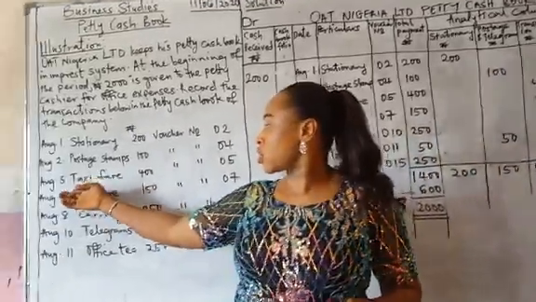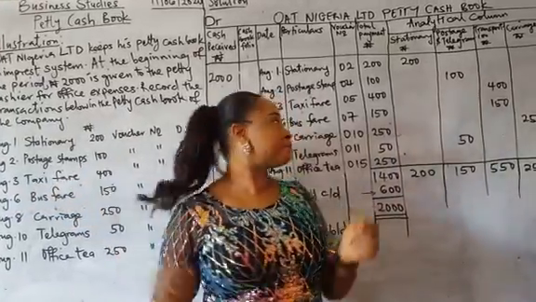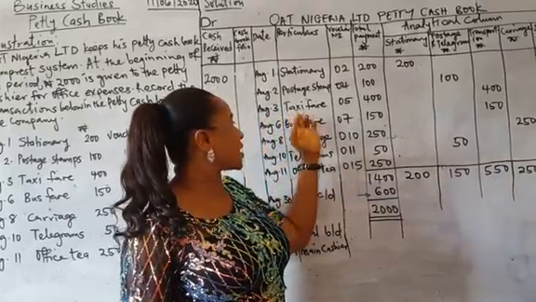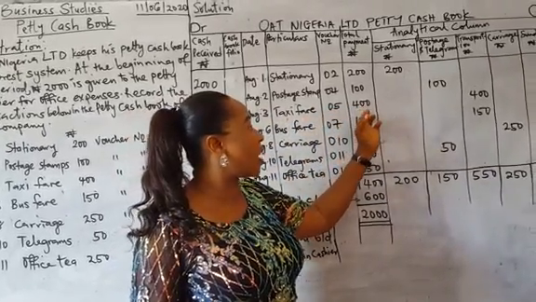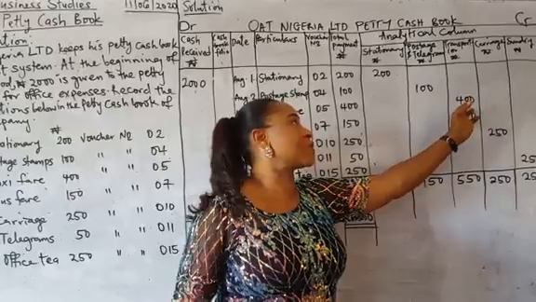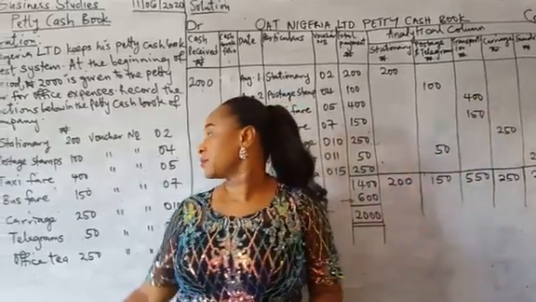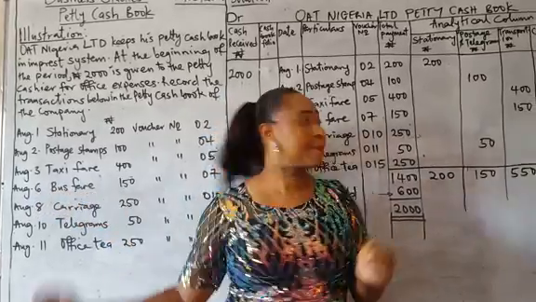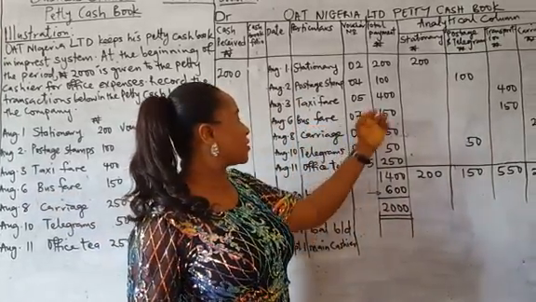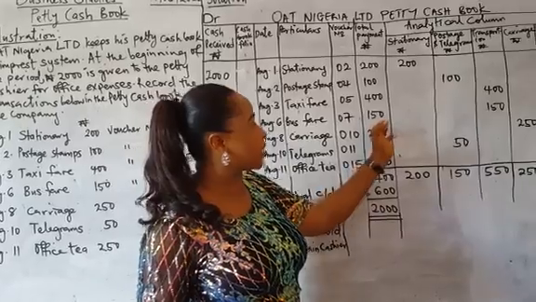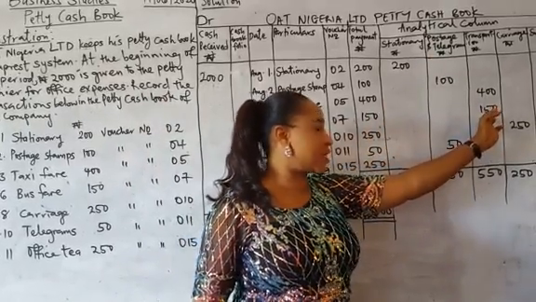Then on the 4th, taxi fare. You see it's taxi fare, voucher number, amount. The column for transportation, you see the 400. Then on 6th, bus fare, 150, voucher number, 150. Under transportation, you see it there.